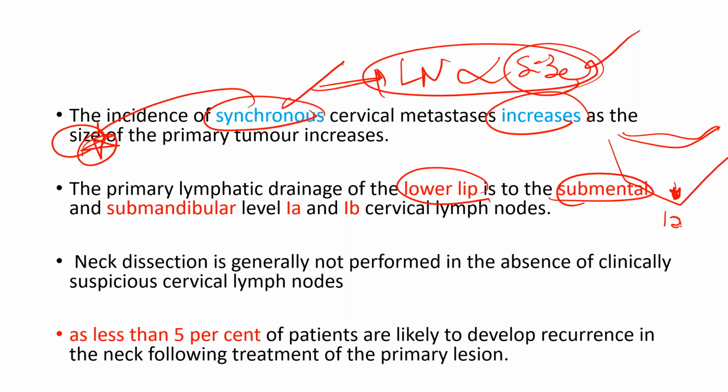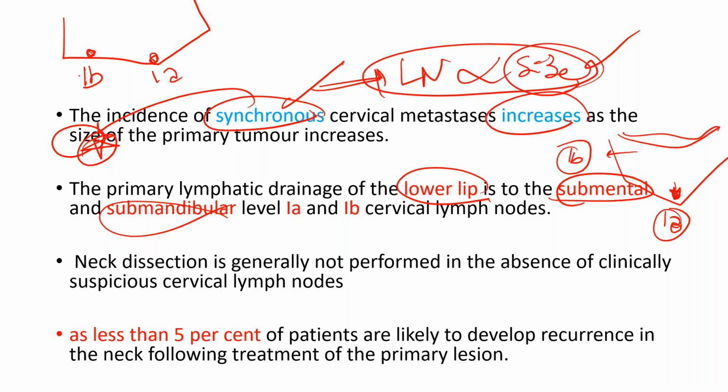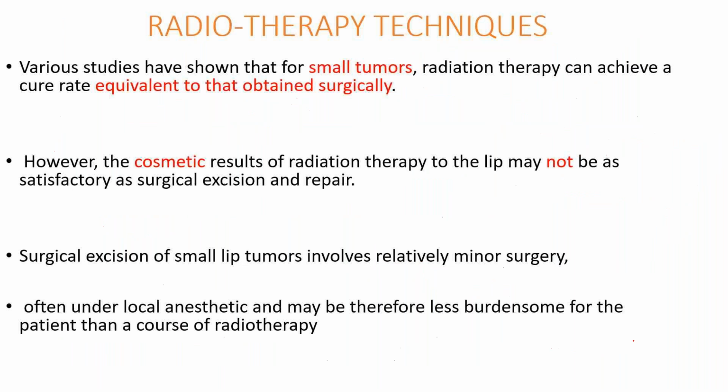That is 1A lymph nodes, group 1A. And they go to submandibular lymph nodes, 1B. If you take this as the mandible, this is submental lymph nodes, these are submandibular lymph nodes. This is 1A and this is 1B, as you know. So neck dissection is not generally performed because cervical lymph node metastasis is very less. Less than 5% develop recurrence.